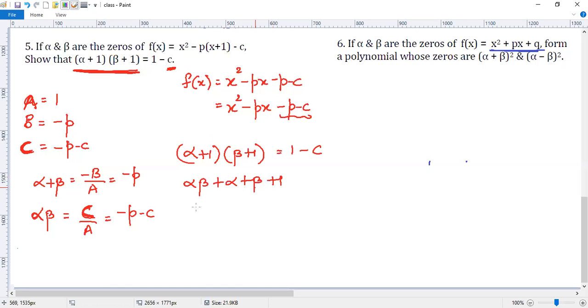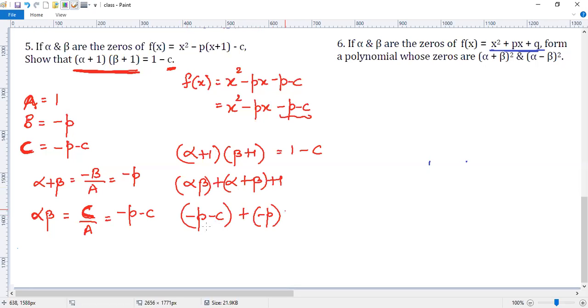Right? So what is that you get here? Alpha beta. What is alpha beta? It is minus p minus c. Right? Plus, what is alpha plus beta? Minus p. Here plus 1.